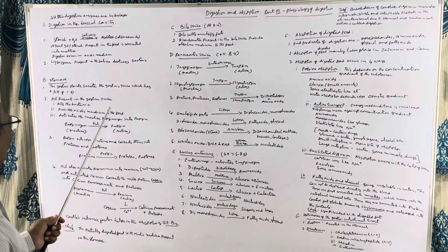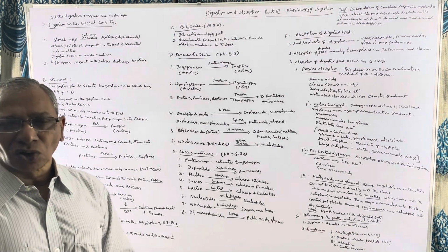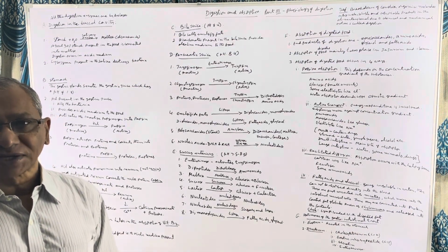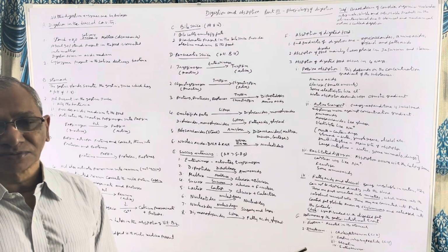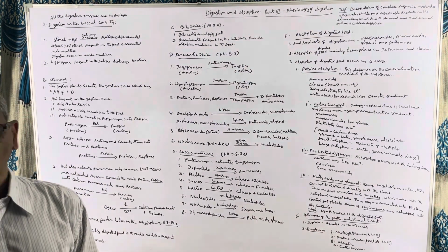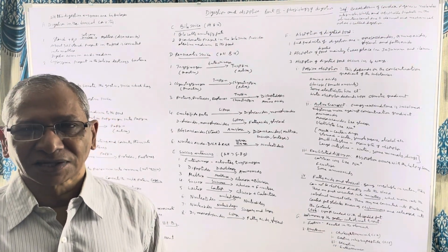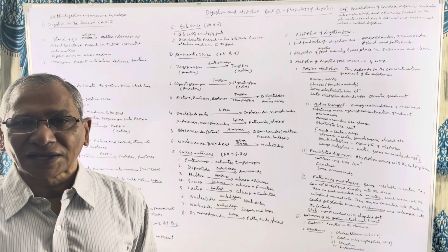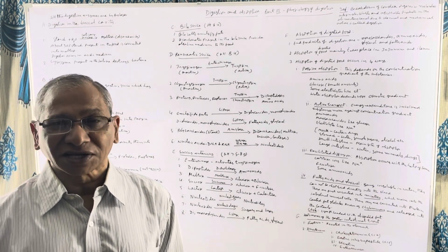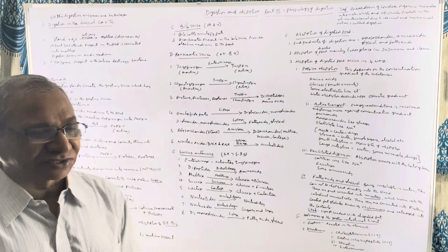Then the oxyntic cells, I have told you, secrete a strong, highly concentrated hydrochloric acid. The hydrochloric acid serves a number of functions. First, it destroys the bacteria. Next, it provides an acidic medium to the food. Otherwise, the food cannot be digested in the stomach.